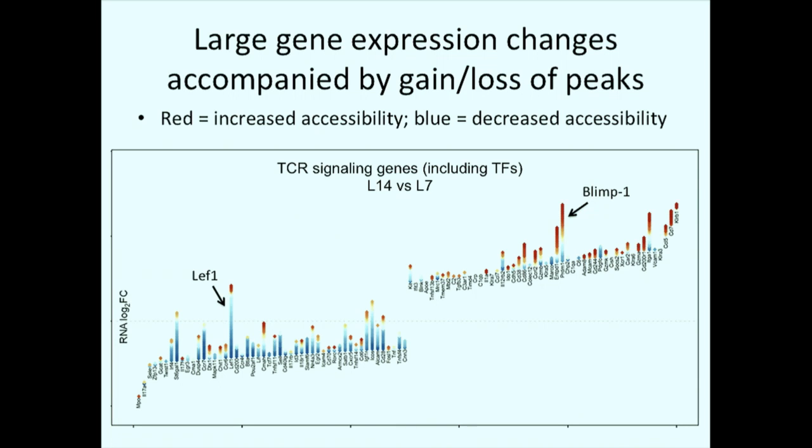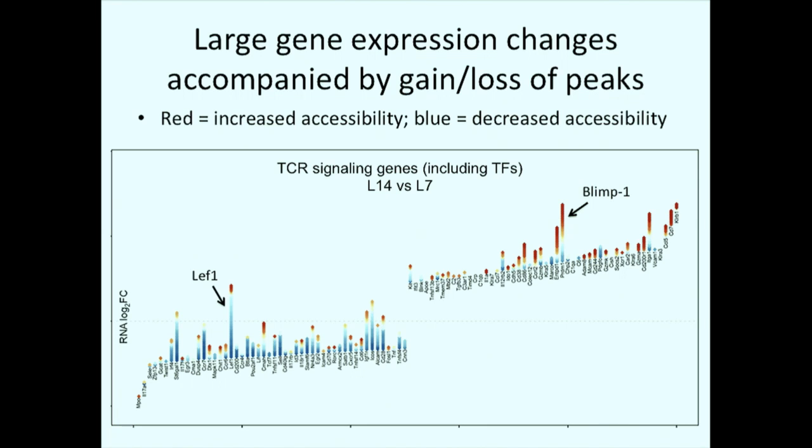Orange means the site is becoming more accessible. Blue means the site is becoming less accessible. So visually, what you can see is that in this state change, day 7 to day 14, you have a bunch of genes that are going up. They tend to have a bunch of peaks that are getting more accessible. The genes that are losing expression, their locus seems to be closing down.